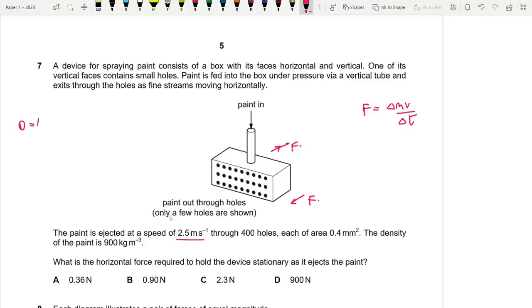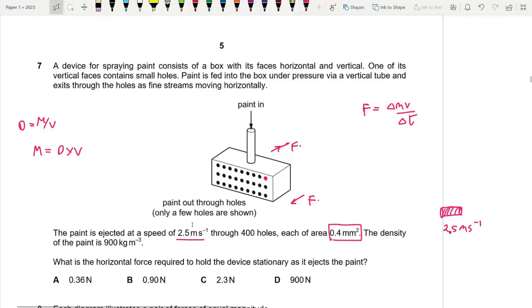So you guys know that density equals mass by volume. So mass is equal to density times volume. As you can see, you have the area of each small circle over here. If you think of the area like this, and the paint is ejected like this at a speed of 2.5 meters per second, it's actually forming a cylinder with cross-section area 0.4 millimeters squared.